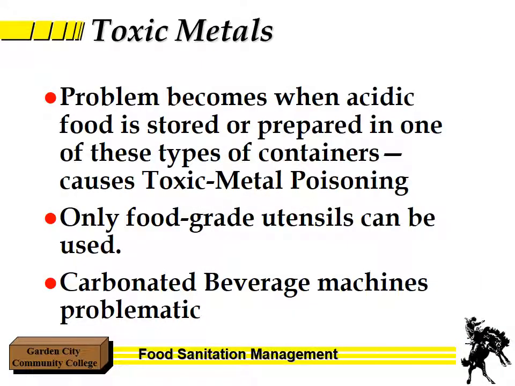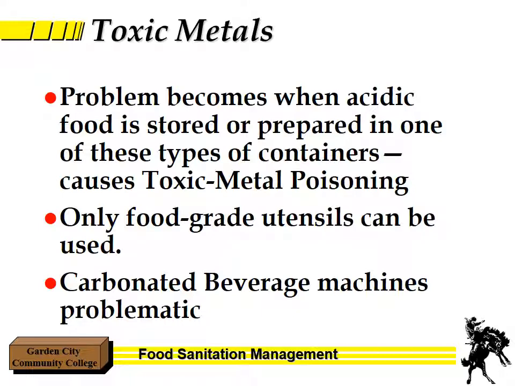As you can see there with toxic metals, the problem becomes if you have something that's very acidic, if you prepare it, cook it, store it in those things, basically the acidity will allow that toxic metal to leach out and get into the food and then can poison people. Say you're doing something very acidic like tomatoes. Just off the top of my head, that would cause a toxic metal poisoning or it could lead to it. So only food grade materials can be used in food operations. It's something that will be pretty much enforced no matter where you go.